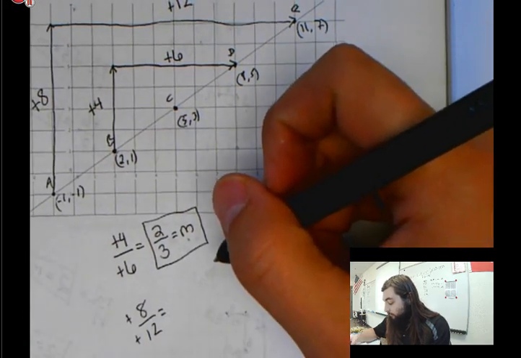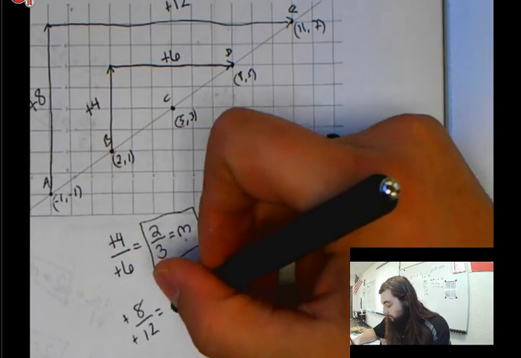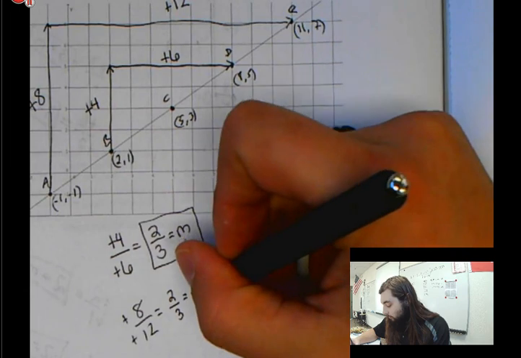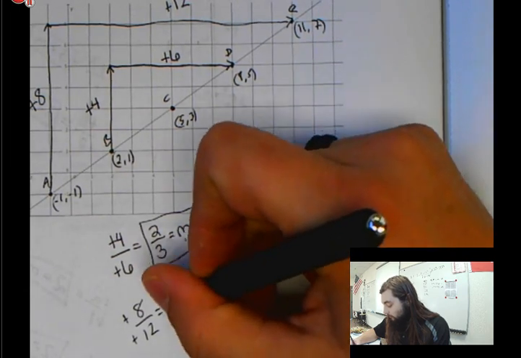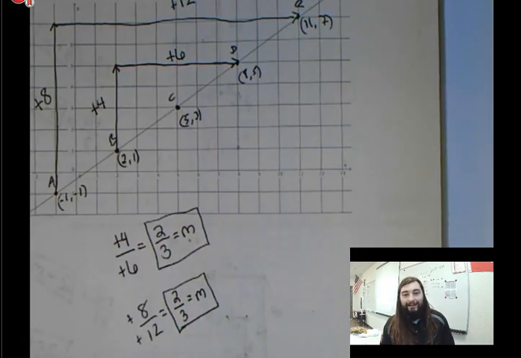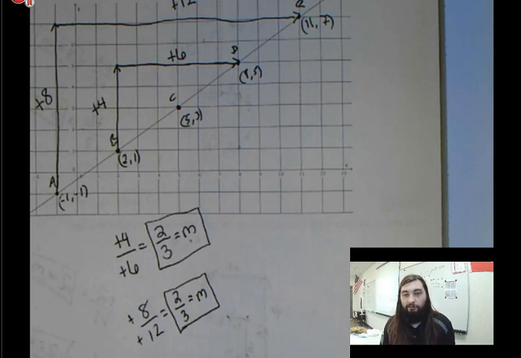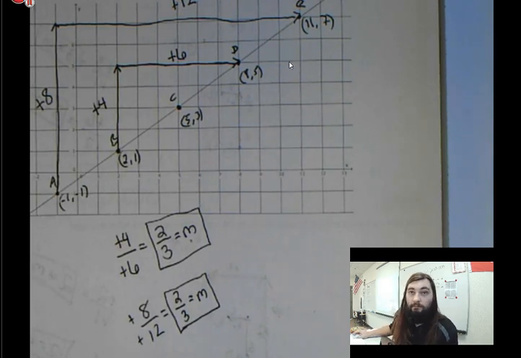Again, we can reduce both of these by 4. It's going to give you the same slope of 2/3. Any 2 points on a line can be used to find the slope.